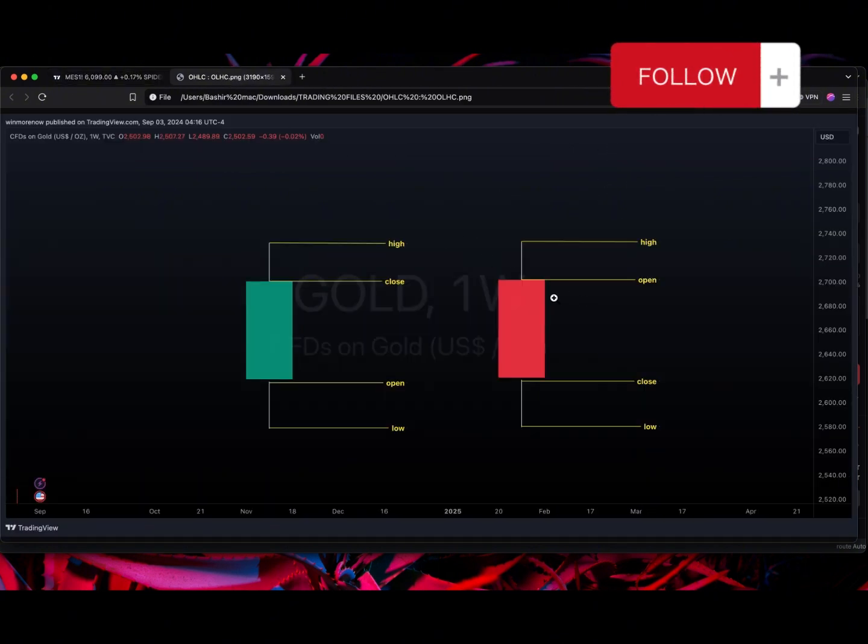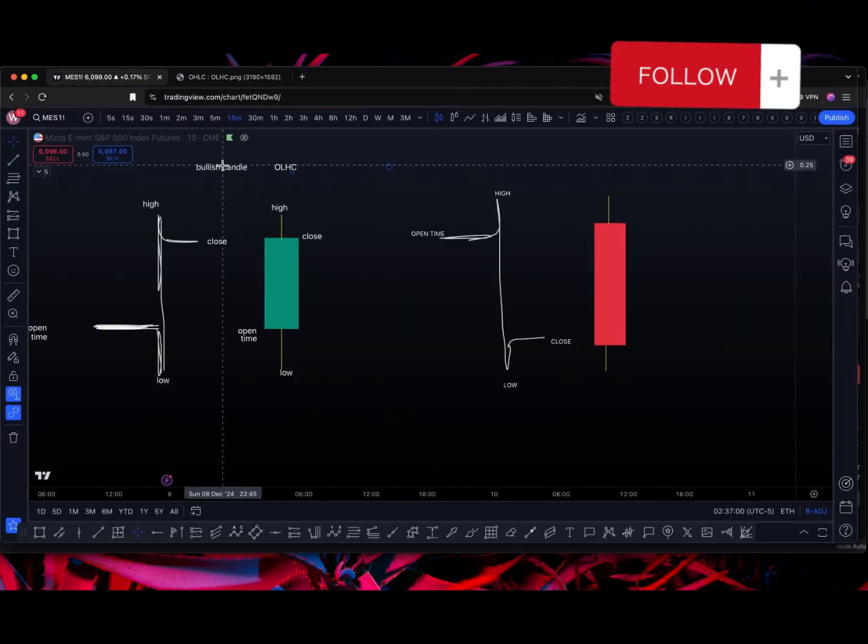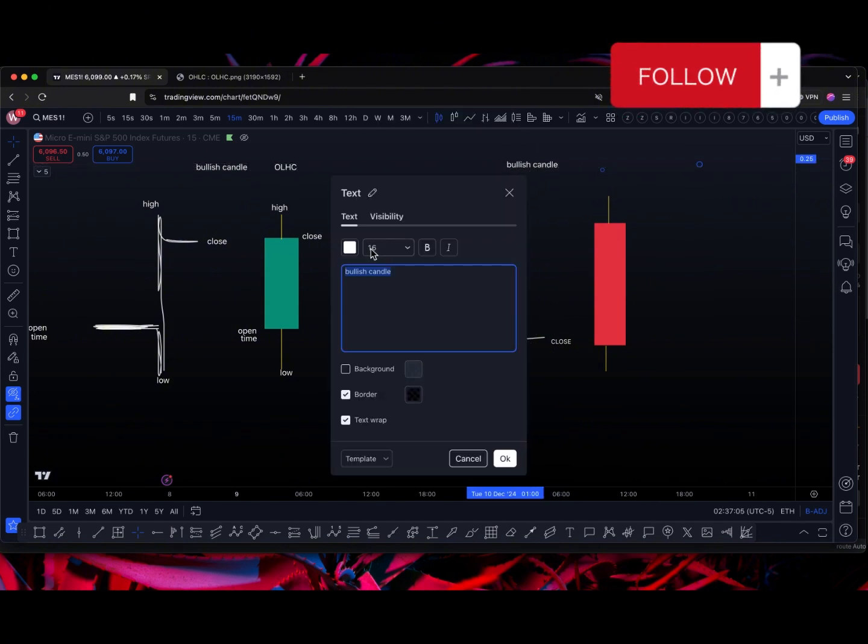So again, this is how a bearish candle looks. It will open, go up, create the high, then drop down, create the low, then close near the low. This is a bearish candle. Open, high, low, close.